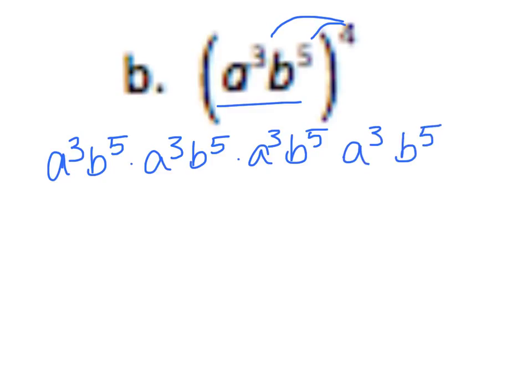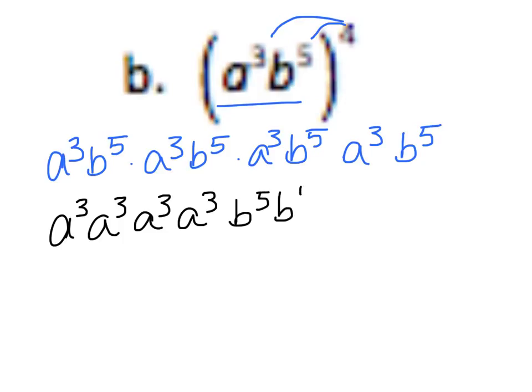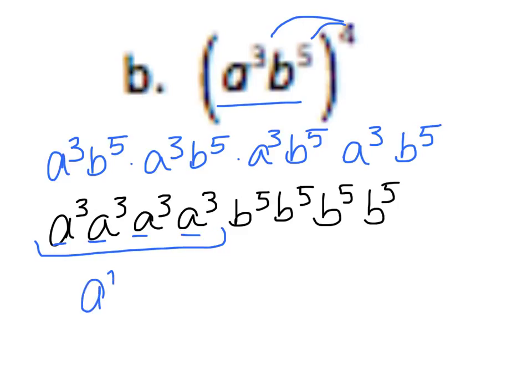So now I'm going to put the a's together. So I have a to the 3rd, a to the 3rd, a to the 3rd, a to the 3rd, and then 4 b to the 5ths. So here I have a to the 3rd 4 times. So I have 3, 6, 9, 12. And then for the b's, I have 4 b to the 5ths, so 5, 10, 15, 20.